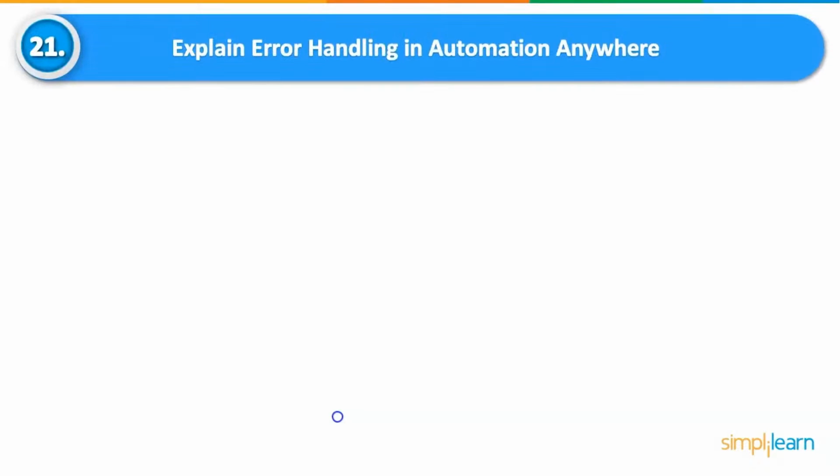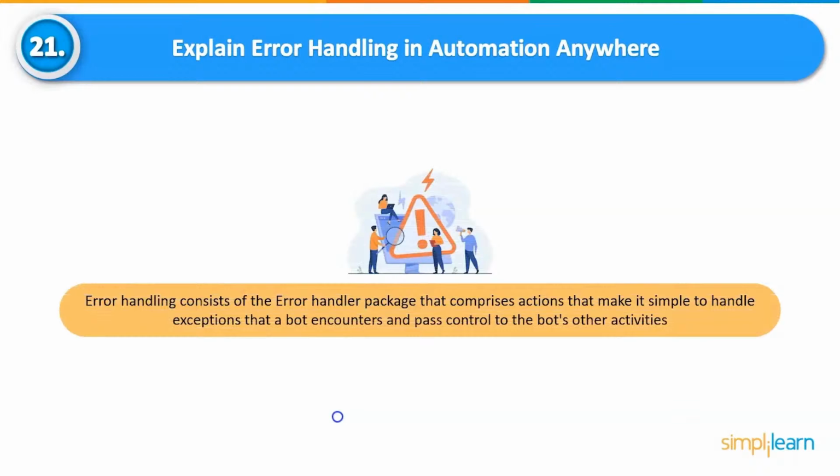Explain error handling in Automation Anywhere. Error handling in Automation Anywhere consists of the error handler package that comprises actions that make it simple to handle exceptions that a bot encounters and pass control to the bot's other activities. You can use the error handler actions to separate the actions that you can't use to complete a task from the actions or to handle an exception. When a bot meets an error, handling exceptions ensures that the work is complete.